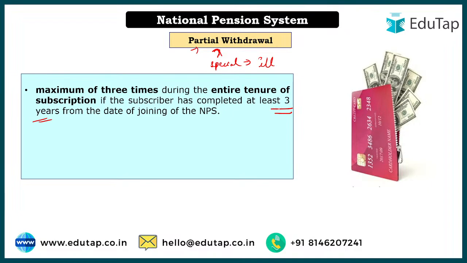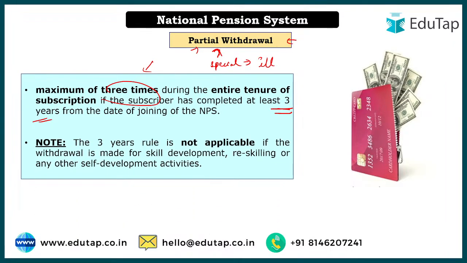So after only 3 years you can go for partial withdrawal, and in that also a maximum of 3 times throughout the time period until the subscriber reaches the retirement age. Throughout that time period only 3 times partial withdrawal can be done, and that too after 3 years of completion of joining NPS.